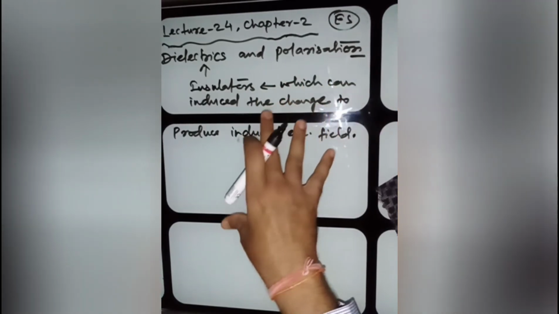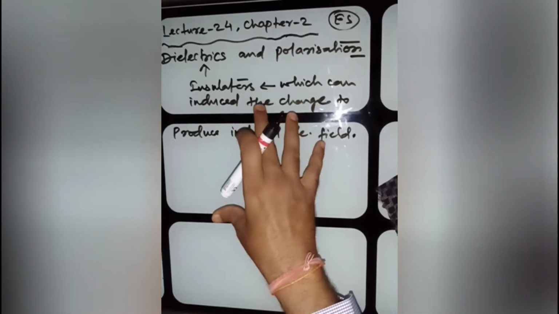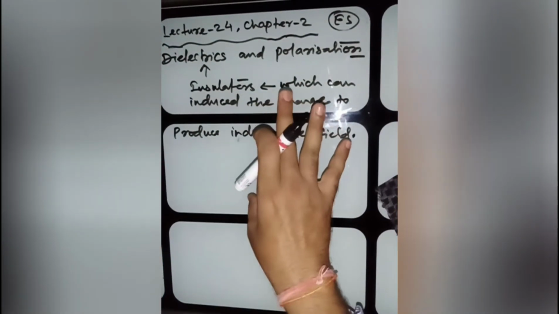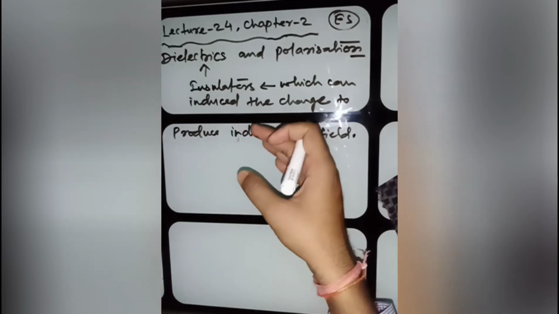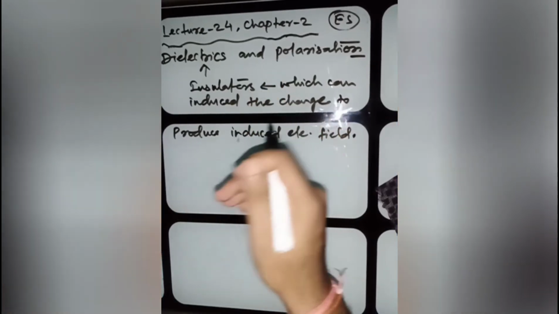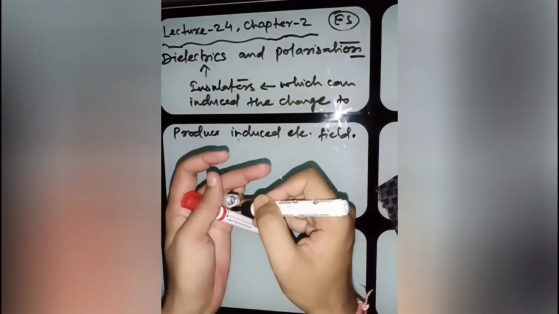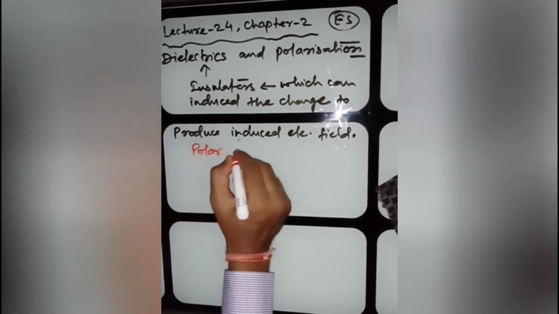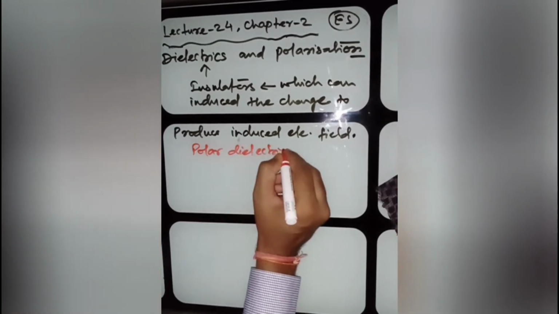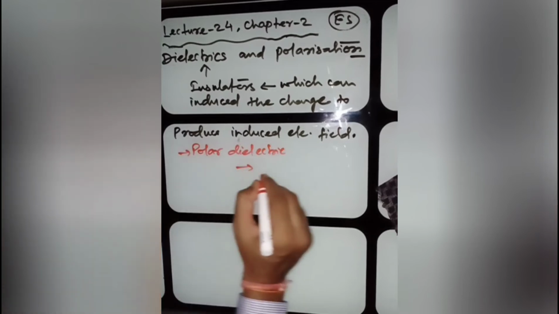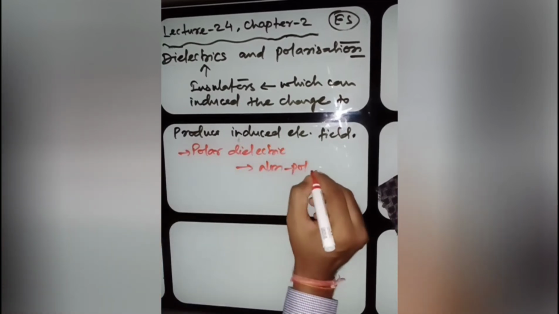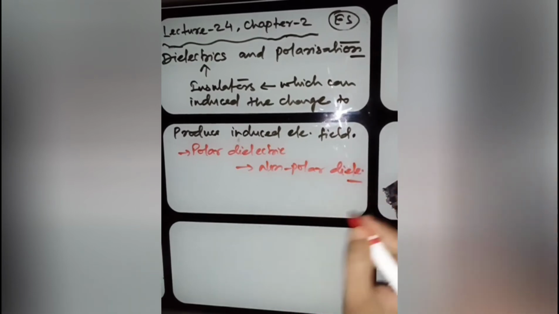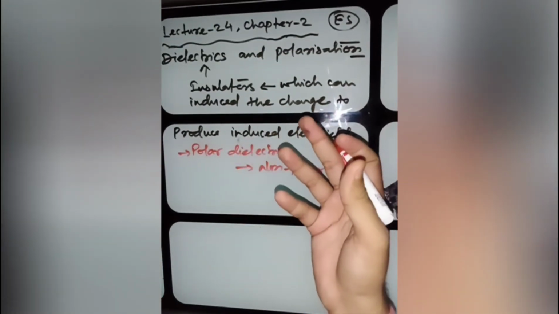Now we'll study how many types of dielectrics there are. You have to study two types of dielectric: one is the polar dielectric, and another is the non-polar dielectric. What are polar dielectrics and non-polar dielectrics, my dear students?